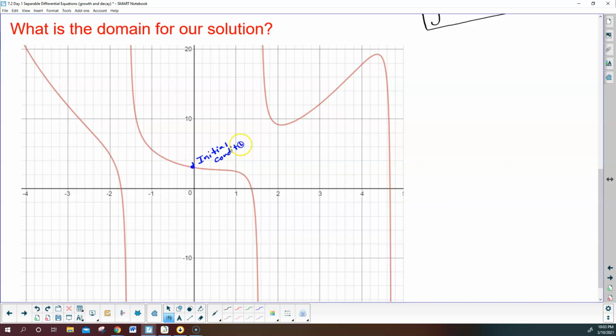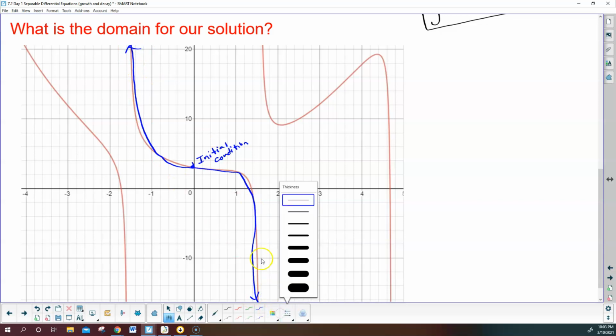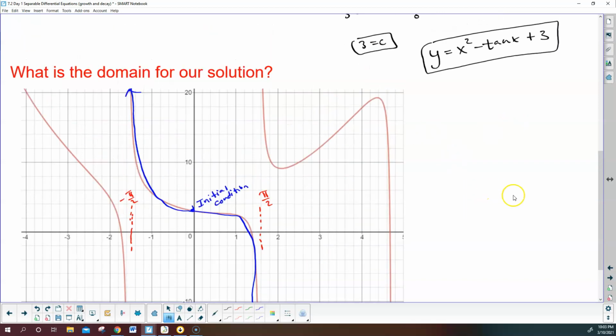And what it means is that the only solution that my answer is going to be true for is the one that contains this point. So from here to here. Now, if we were graphing this by hand, we would notice that there's an asymptote here, and this is at 1.57, which you might not recognize. There's an asymptote here as well, and that's at negative pi over 2.